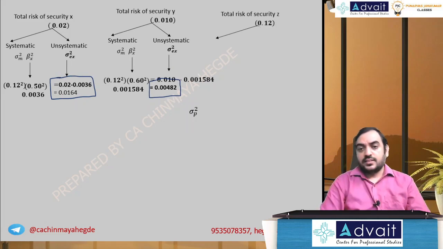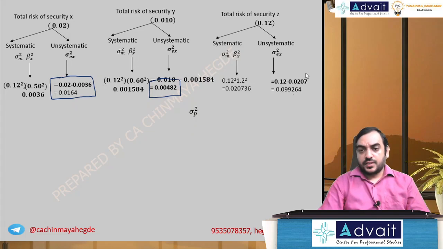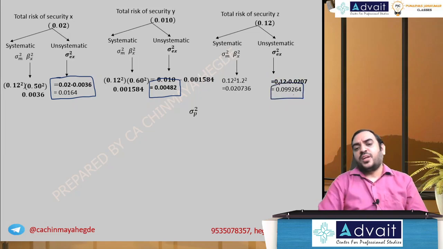For Z, if you have done it, please check it out. It is 0.0992. 4 decimals you can take because too many decimals are there. I'm taking a few more, but in the exam you can take 4 decimals. Please check it out and see if you're able to get this one.